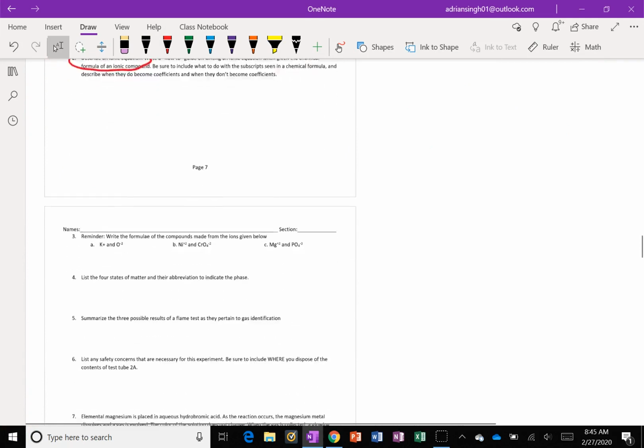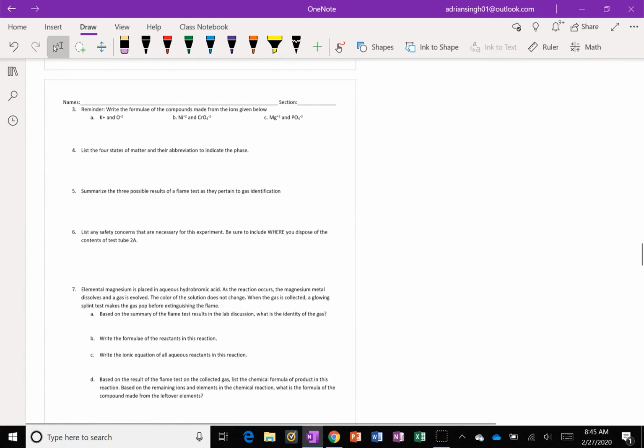Okay, and then the second page of the pre-lab questions, the first question, are things that we did a couple weeks ago, right? So here we're just putting together now these combinations of ions to make your ionic compound.